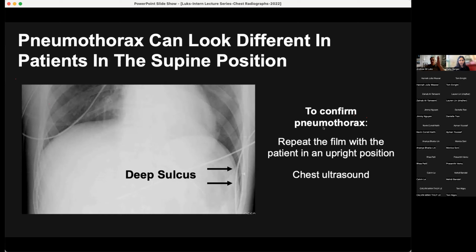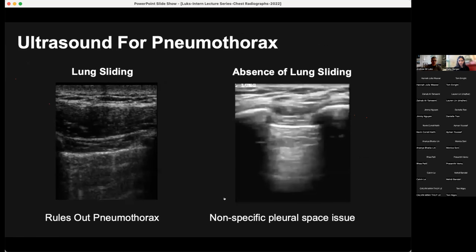You can repeat the film with the patient in the upright position, or get the collection of air to change its location and you see a more classic appearance. You can also use chest ultrasound. As I mentioned before, you can also consider using a non-contrast chest CT. If you are doing chest ultrasound, the finding that you're going to be looking for using the vascular probe is something known as lung sliding.